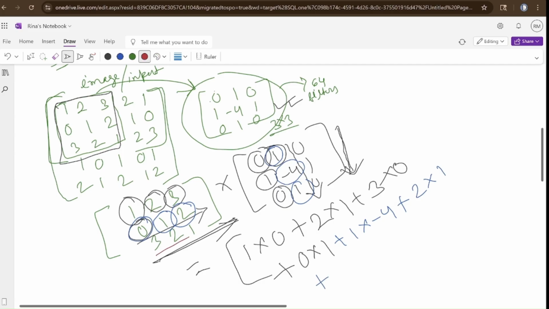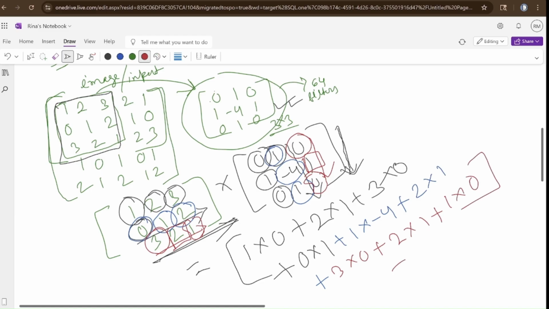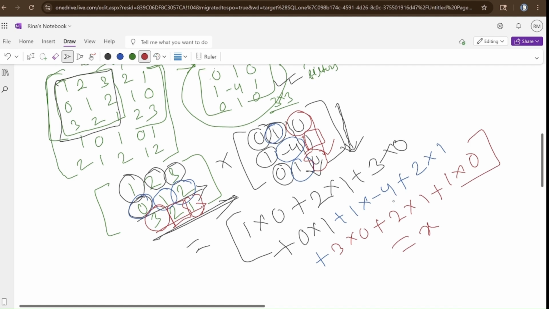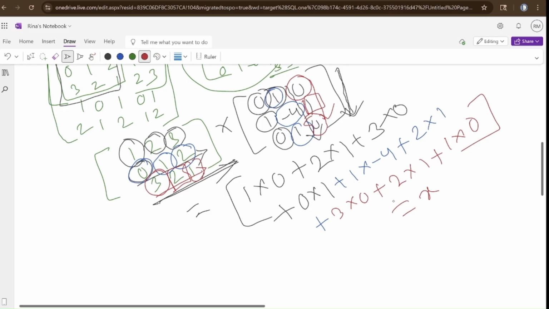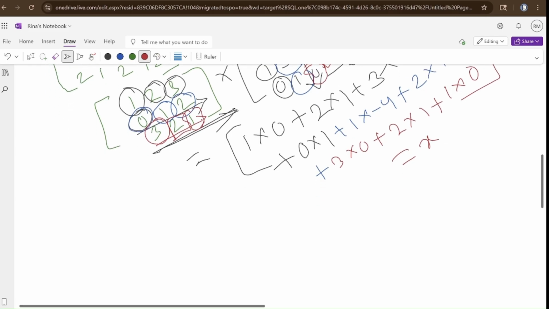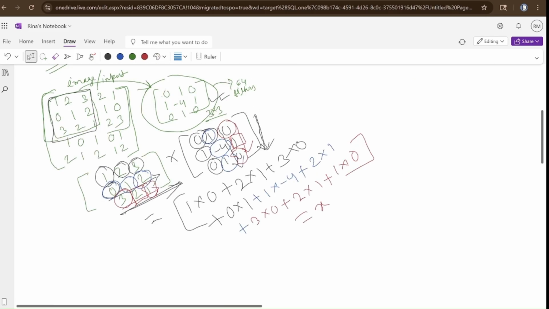Plus this row, last column. So 3 into 0, plus 2 into 1, plus 1 into 0. So if you add them, let's say you get x. You get my point? This is how this is done. Why, that you will understand later. Let me first explain how. So your output will be, let's say, x.